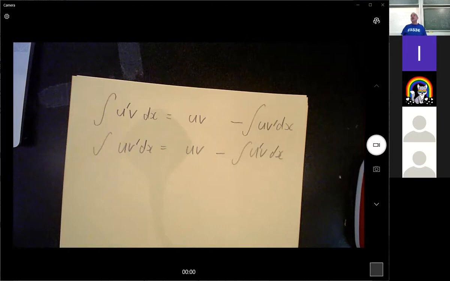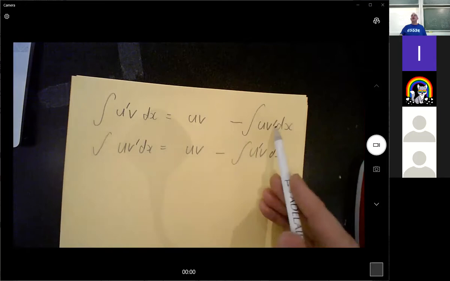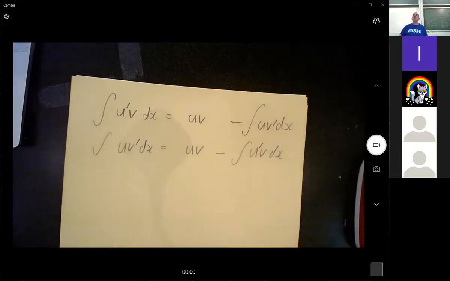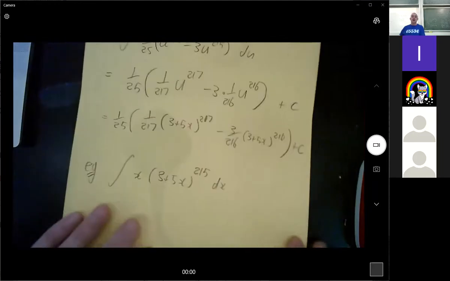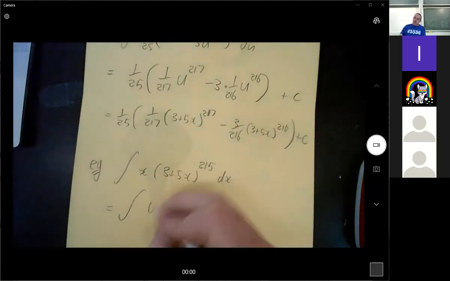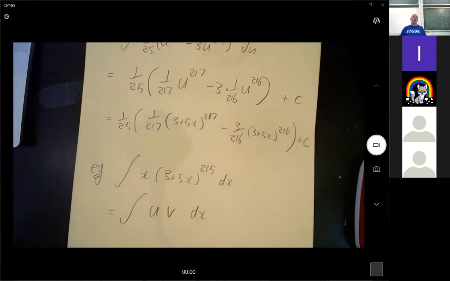It took me years to learn how to remember this formula. I used to have to derive it from the product rule every time. But now I know there's a UV in 3 places and there's a dash here and the other one's dashed here. And that helps me remember it. Okay, so if I'm going to use this rule, I'm going to call this U and V. And I'm going to decide which one's got the dash and which one doesn't.